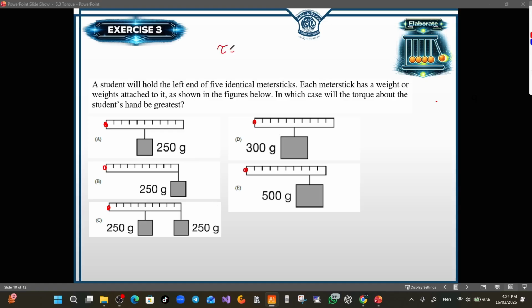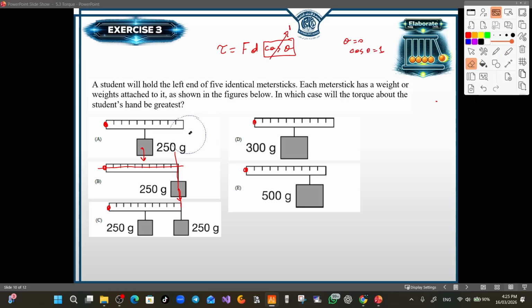Remember that the torque is equal to F d cosine theta. Now I'm going to suspend the cosine theta because in all of these cases the angle is equal to zero, because the force of gravity will be parallel to the tangential direction. This is the radial direction through the pivot, and this is the tangential direction. So the cosine of 0 equals 1. So only two factors will affect the result, the force and the distance.